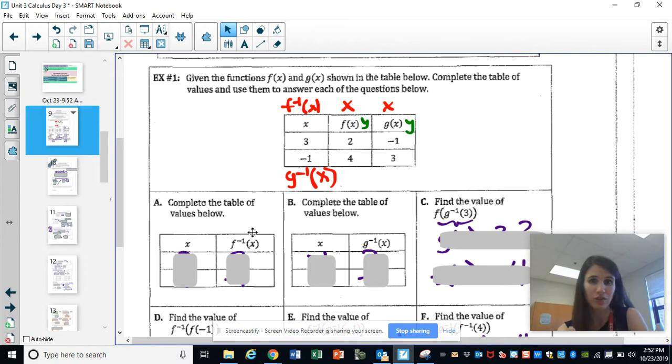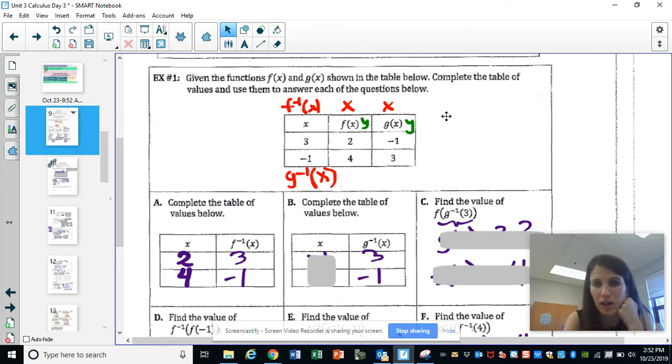So we've got to think, if we're looking for the inverse function, what values of the inverse do we know? Well, we know 3 and -1. And what would be the x values associated with that? 2 and 4. Now for b, what are the output values that we get for g inverse? Well, that would also be 3 and -1. And what are the inputs for that? We go over to this column for g of x, and that's really our x values for the inverse. So -1 and 3.